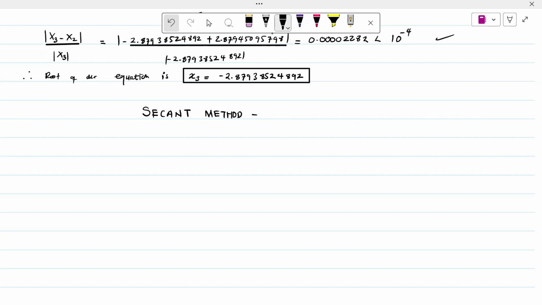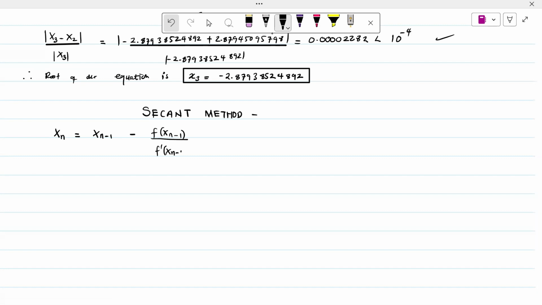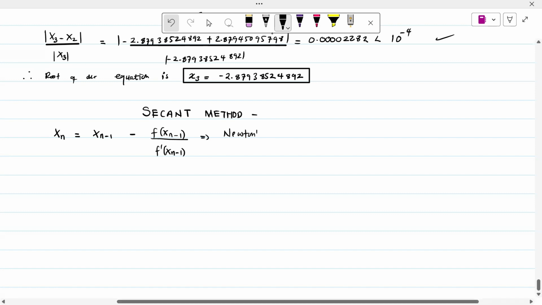Just like I said, from Newton's Raphson method, xn is simply equal to xn minus 1 minus f of xn minus 1 over f prime of xn minus 1. So this one is Newton's Raphson method. We looked at this.